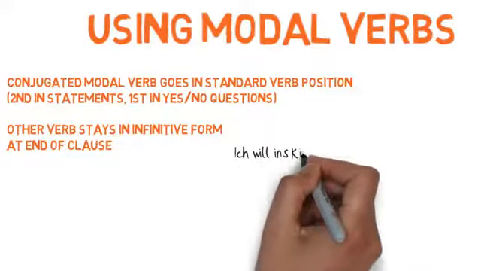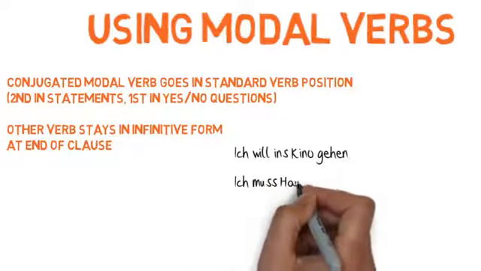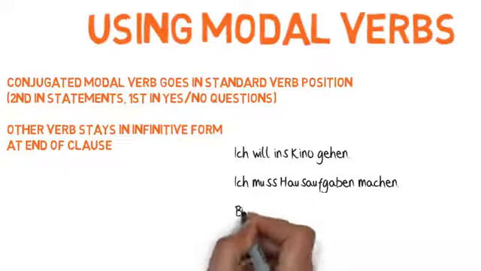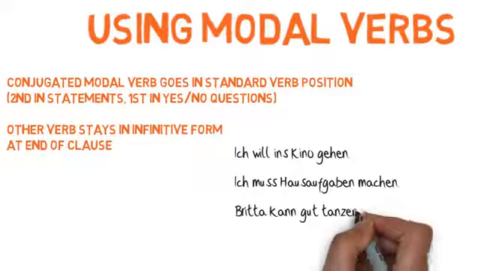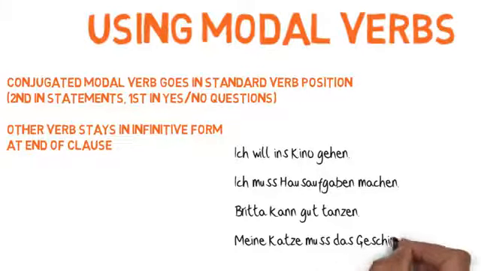Here are some examples of this. Ich will ins Kino gehen. Ich muss Hausaufgaben machen. Britta kann gut tanzen. And meine Katze muss das Geschirr spülen.